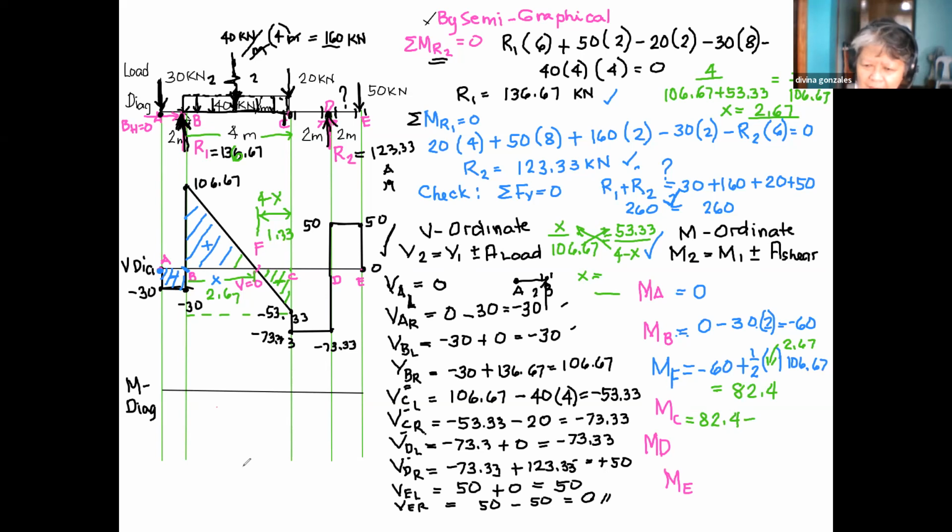Dolendo? Ready po, ma'am. Considering this area of the triangle. Here we are. What is this area? Okay, the sum at C. Moment at C is the moment at F. Then you have to consider this area. But that is below the reference line. So you have to subtract. What is that area? Dolendo?